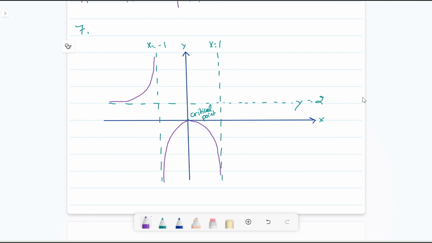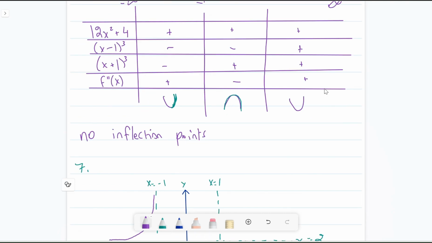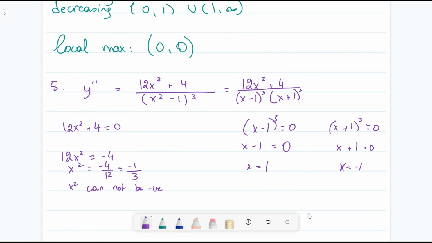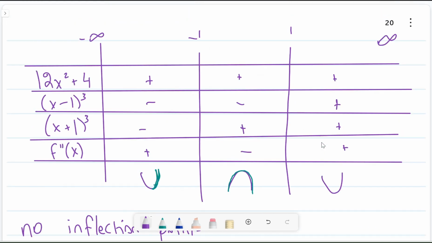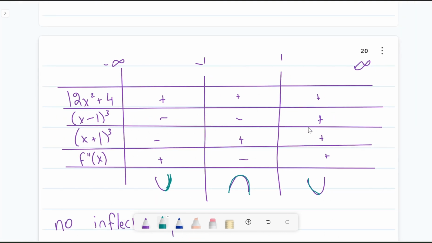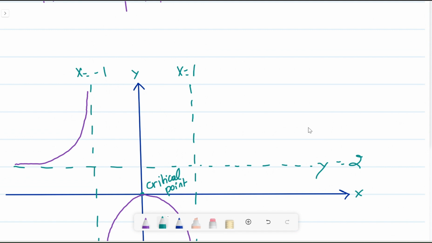And let's look at how the graph behaves from 1 till infinity. So it is decreasing and it has upward concavity, so this part is concave up. So it will possibly look something like this.